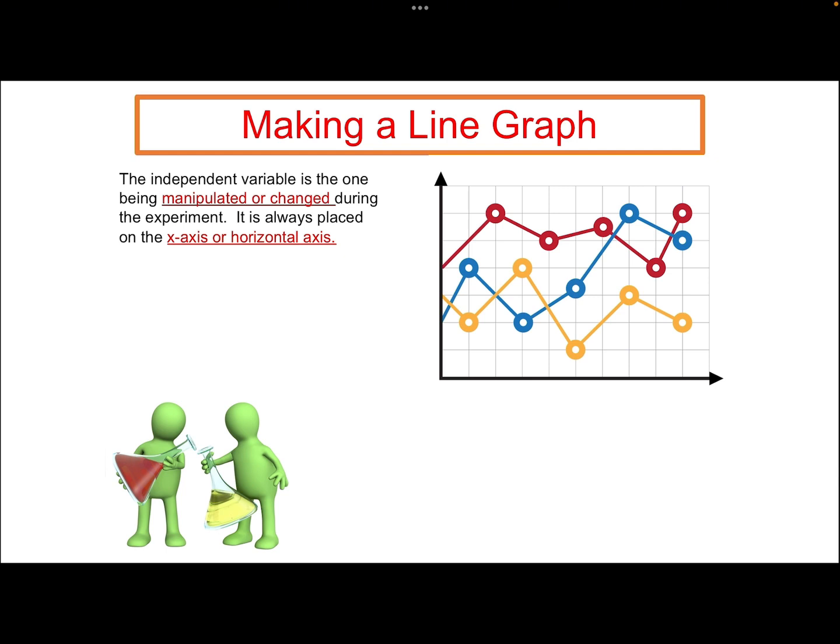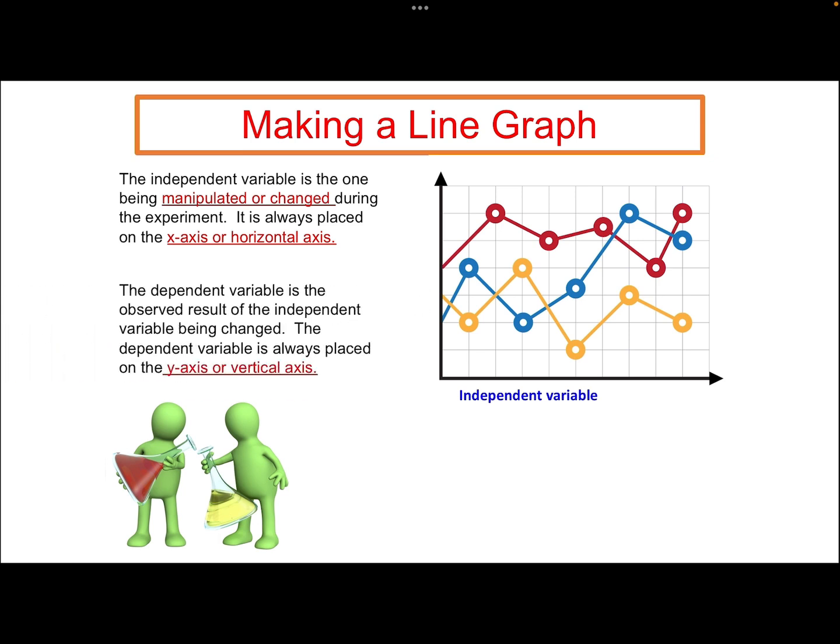The independent variable is the one that is being changed during your experiment, and it is always placed on the x-axis or the horizontal axis. The dependent variable is your results, or what you observed as a result of the independent variable being changed. The dependent variable is placed on the y-axis or the vertical axis.